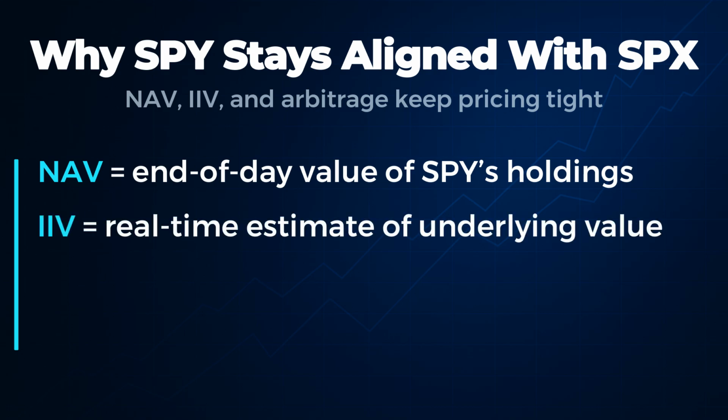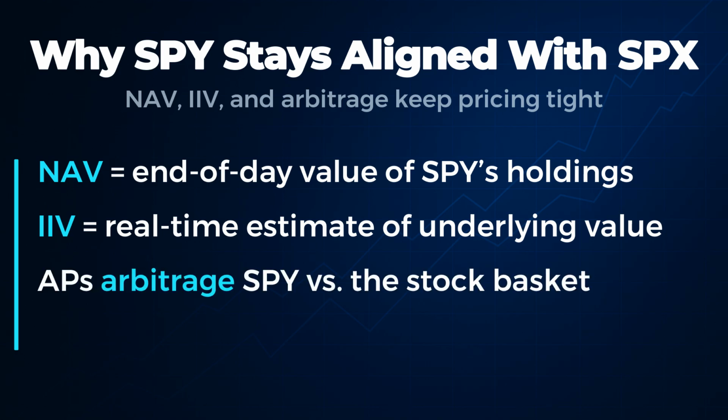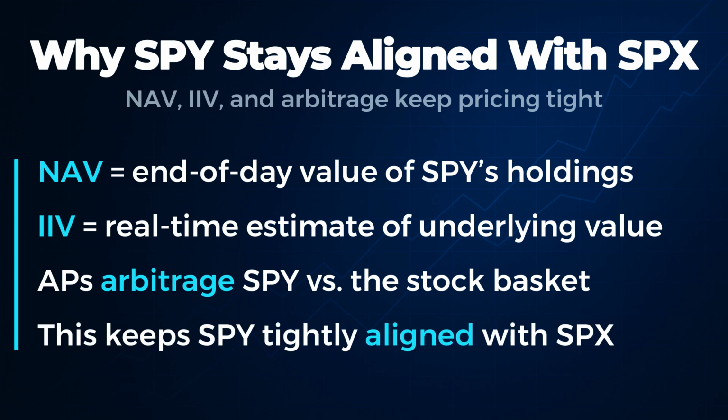And IIV, the intraday indicative value. It's a frequently updated estimate of the ETF's real time underlying value during market hours. They buy or sell SPY and offset the position in the underlying stocks until the price realigns. This is why SPY never drifts far from the index.